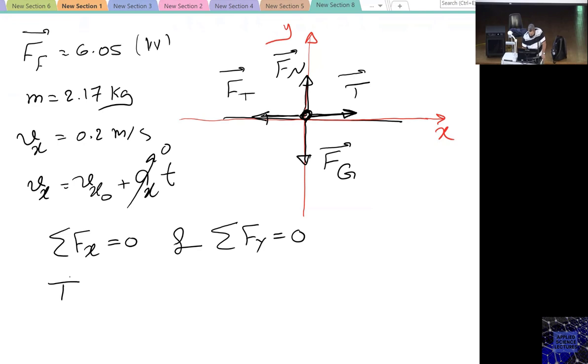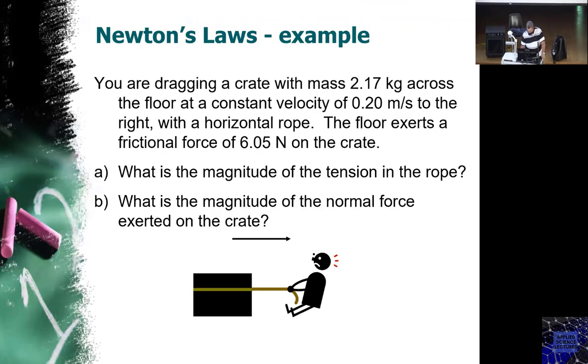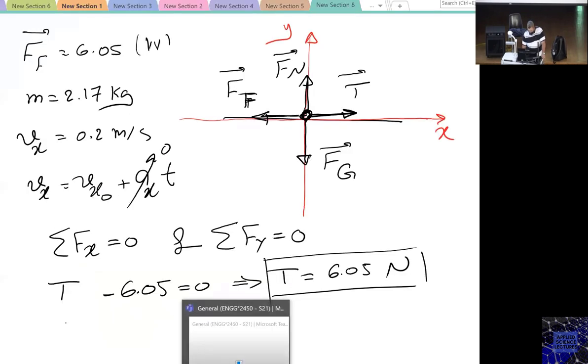I have the friction, this is F friction, as minus 6.05, and this equals zero. This means the tension force is 6.05 newtons. I have nothing else except for this tension force that equals the friction because it's going at a constant velocity. Now, what is the magnitude of the normal force in this case exerted on the crate?